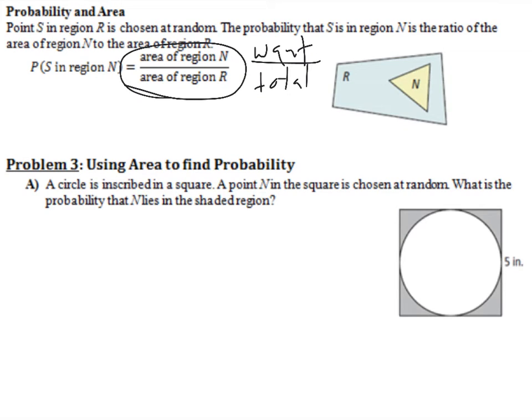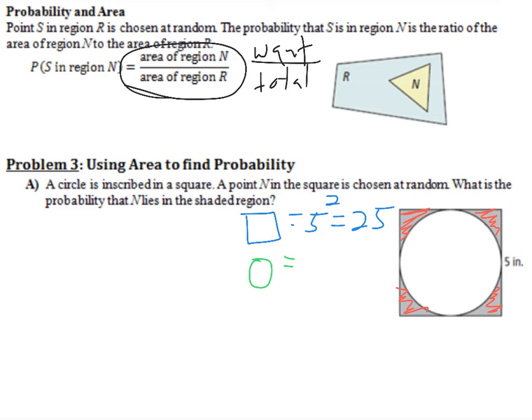Okay, so for example, this first problem, a circle is inscribed in a square. A point N in the square is chosen at random. What is the probability that N lies in the shaded region? So I'm only looking for this area outside here. And now we've done this before. To find that area, we can take the area of the outside shape, which is a square, with a side of 5, so that would be 5 squared is just 25, and the area of the circle inside.